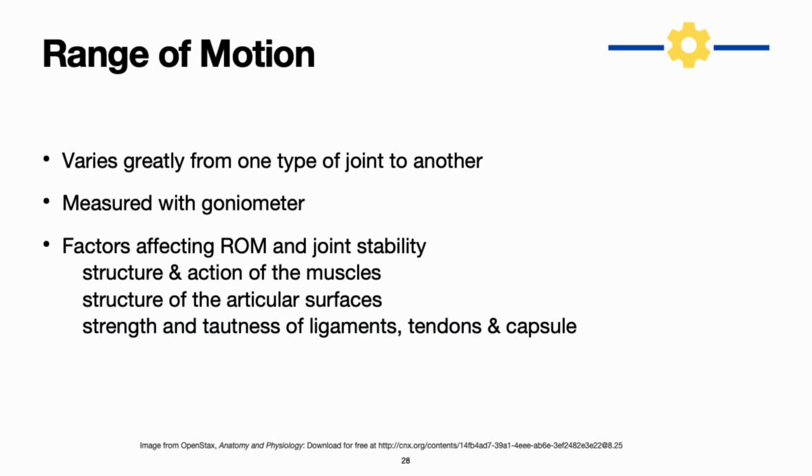Now, when we look at each joint in their individual lectures, we will talk about range of motion. The range of motion is the normal range at which that joint can move. And again, range of motion is determined by a number of factors. Range of motion varies greatly from one joint to another. It does vary sometimes substantially from one person to another.